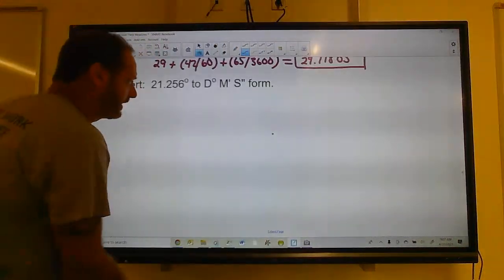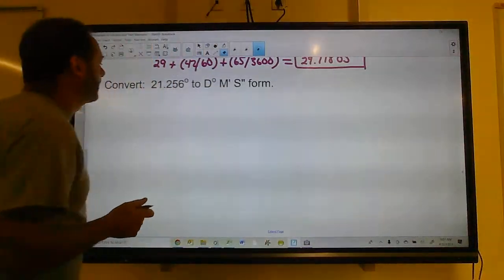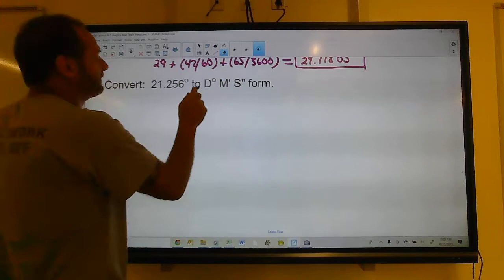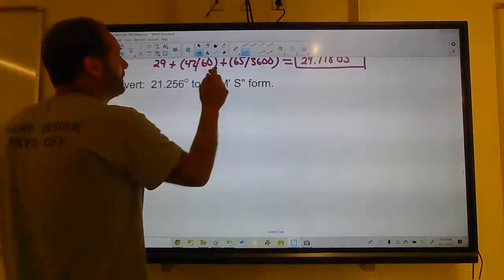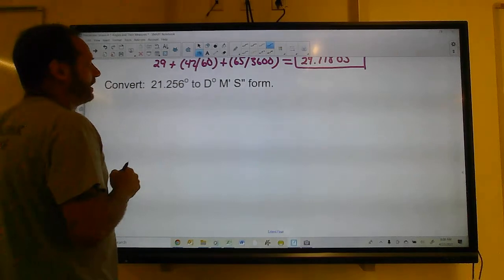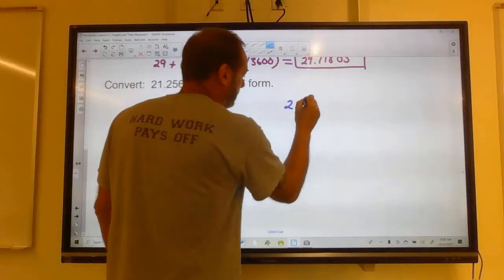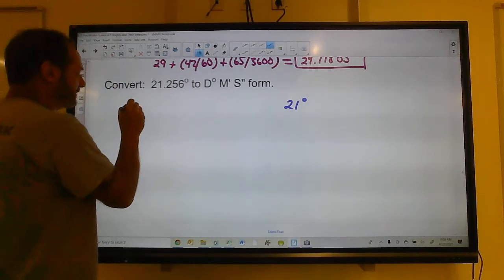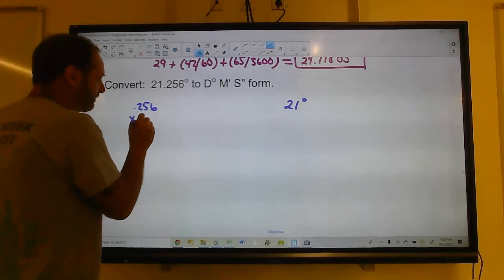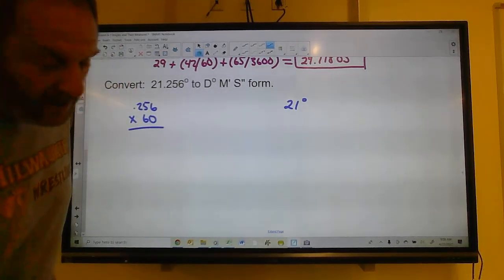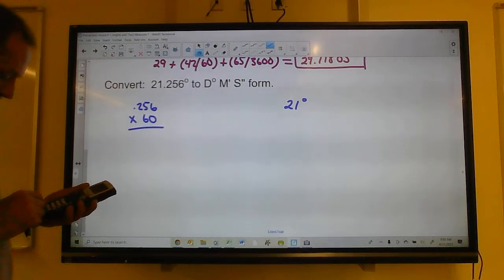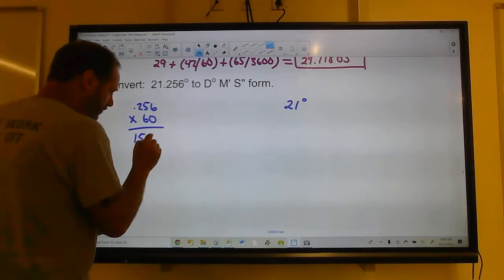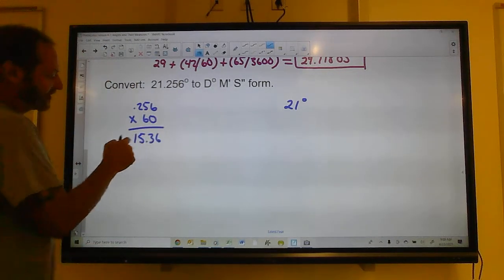Next we have to go backwards. We're going to convert 21.256 degrees to degrees, minutes, seconds form. That's what this stands for, degrees, minutes, seconds. The 21 degrees, obviously, that's easy. I just have to deal with this part right here, which is a fraction of a degree. So I'm going to take 0.256 and multiply that by 60 because there's 60 minutes in a degree. So 0.256 times 60 comes out to be 15.36. So this is minutes and a fraction of a minute.